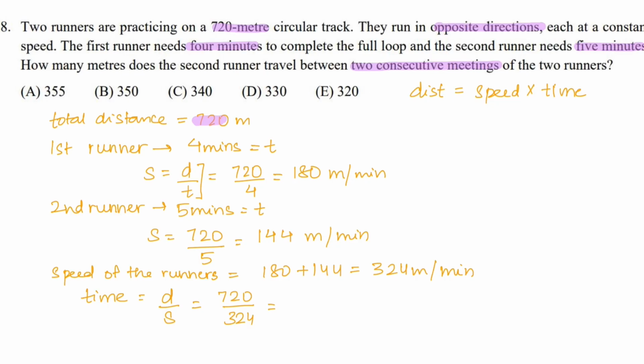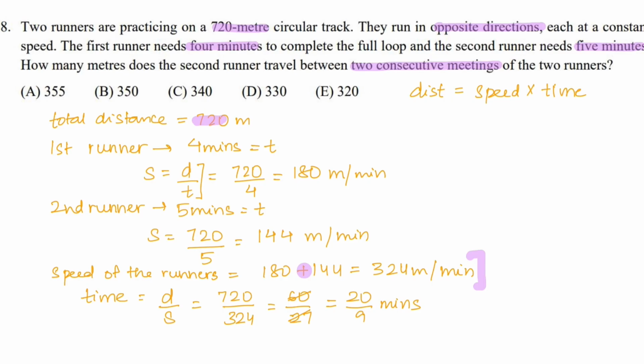If you're confused at this part of why we added the speeds, you can think of an example. Let's say you're in a hallway, okay, and your friend is walking at 3 steps per second and you are at 2 steps per second, but you're walking opposite to each other. So when you're walking opposite to each other, you are covering five steps each second. That's why we added them, to figure out how many total meters the runners are traveling per minute.